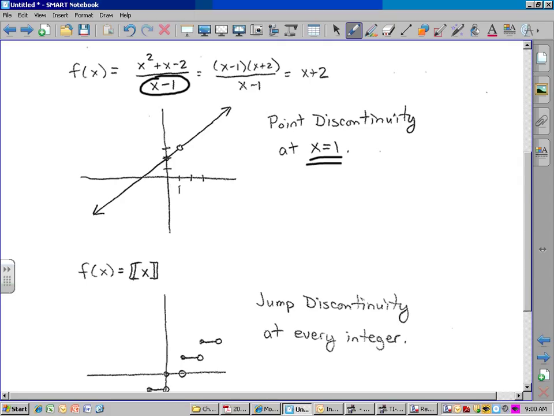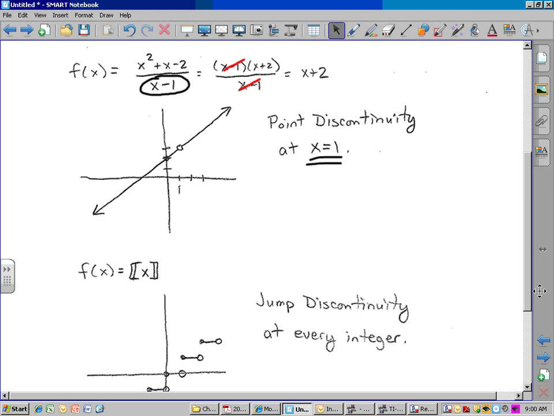We factor the top and we see that x minus 1 is actually going to cancel out, leaving us with x plus 2. So we said there was a restriction at 1 in the original. Even though it cancels out, it was part of the original function. So we will now have what's called a point discontinuity, or a hole in the graph.